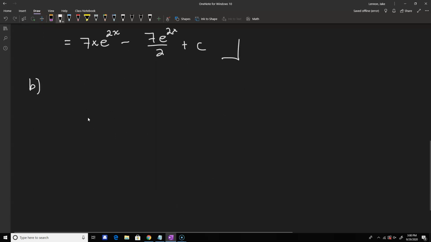Let's say part B. Let's say we want to integrate by parts, and maybe this one is a definite integral, meaning we have some limits, which also tells us that our final answer will be a number rather than a function or expression.